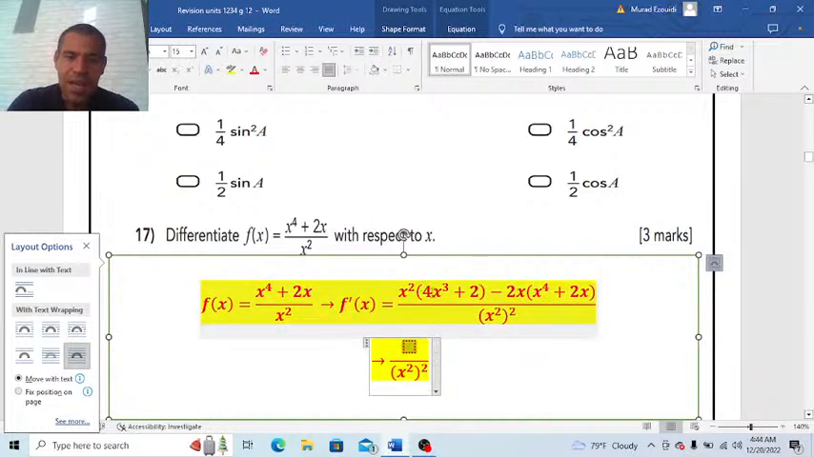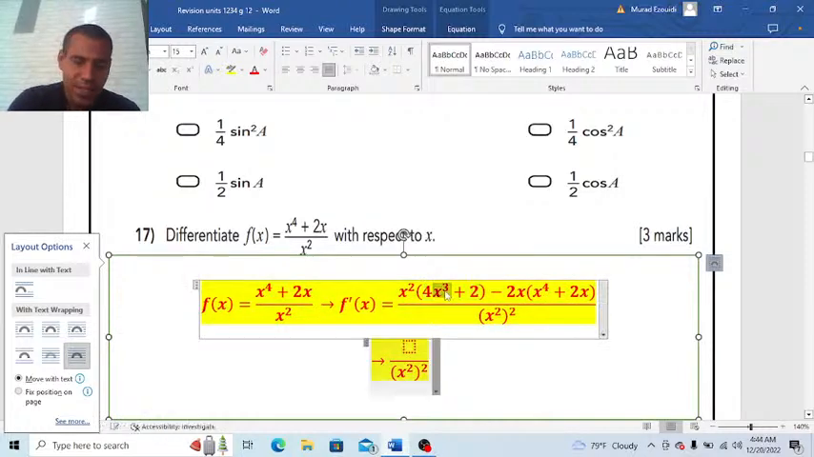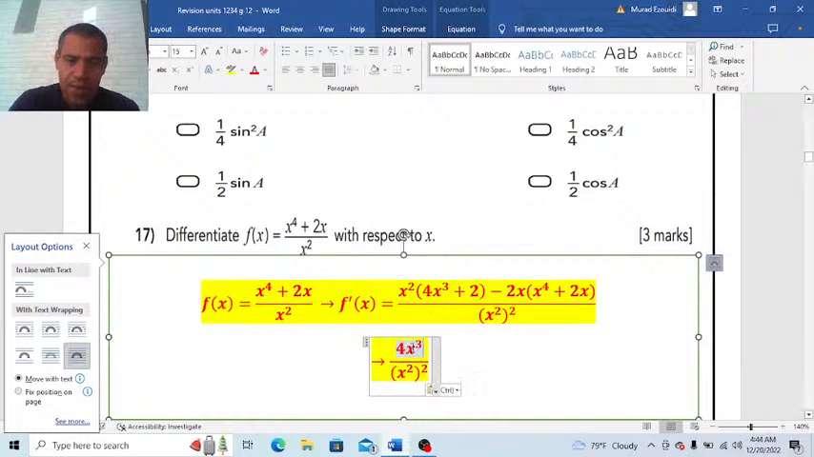We said that 4x cubed multiplied by x squared is x to the power 5, times 4, so 4x to the power 5. Then plus 2 times x squared. Why? Simply because 4x to the power 3 multiplied by x squared is 4x^5, then x squared multiplied by 2 is 2x squared.